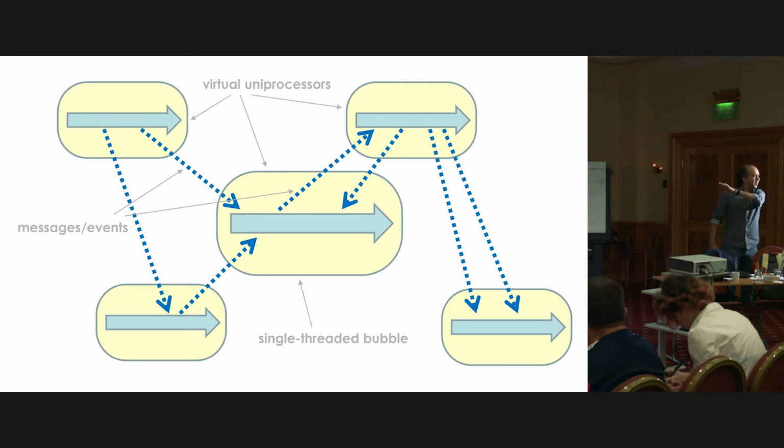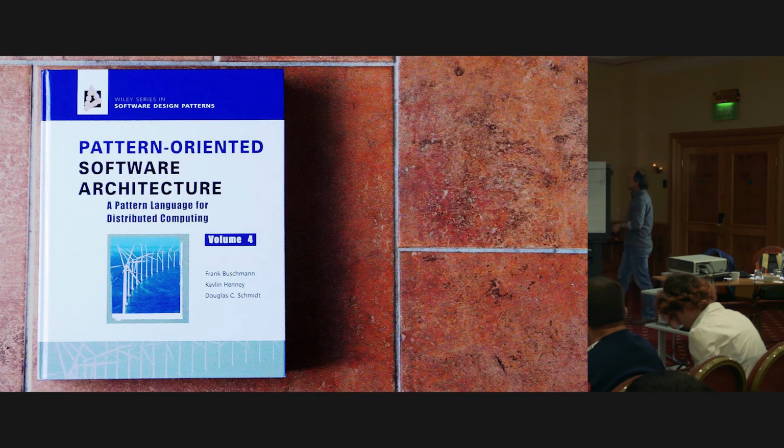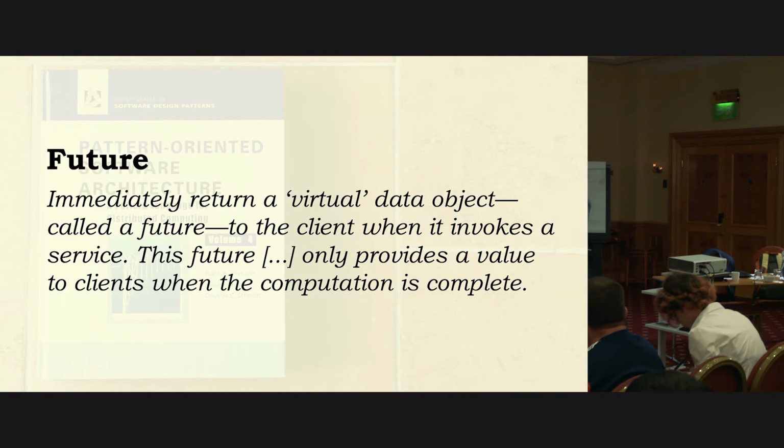But so this idea of virtual uniprocessor, what we're going to do is take concurrency that is innate and inherent in the underlying platform, and we're going to say, you know what, wherever you are, it should look sequential. We're going to do the exact opposite. How do we support this? Well, a number of different techniques. One of the classic patterns in this space is a future.